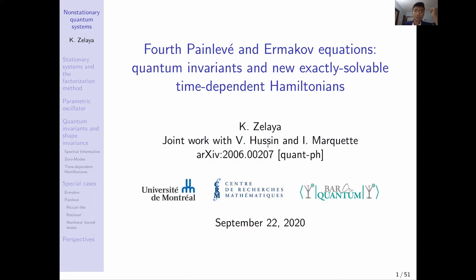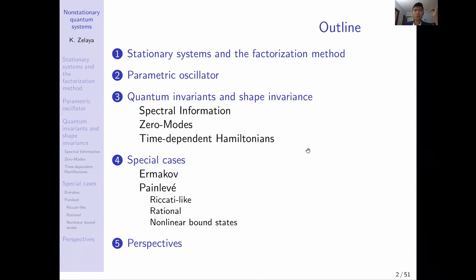So, the outline of my talk: I will briefly talk about the factorization method for a stationary system. My goal is not to talk about the factorization method itself, but it's necessary to discuss in more detail what the idea is and how to extend such a method to time-dependent problems, because such a task is not so trivial.